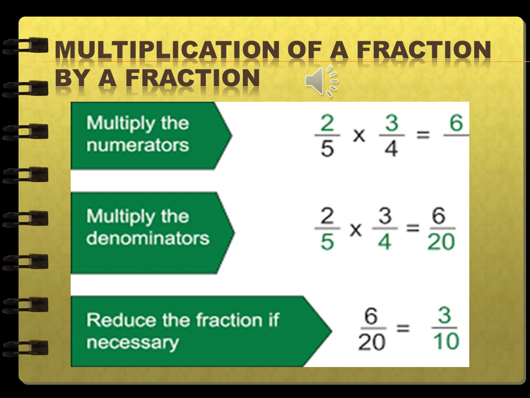6 upon 20 is not in its lowest term. Both of them are divisible by 2. So in the table of 2, 6 goes 3 times and 20 goes 10 times. So the lowest fraction here is 3 by 10. It is as simple as that. Just multiply the numerators and denominators and then reduce it to the lowest term.